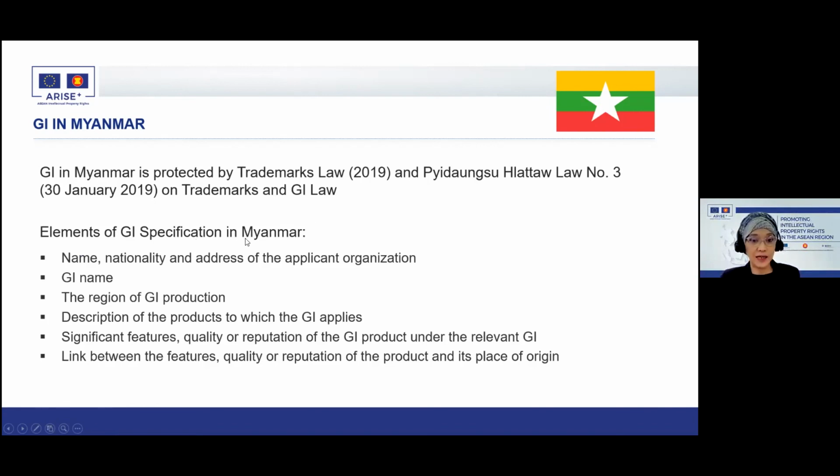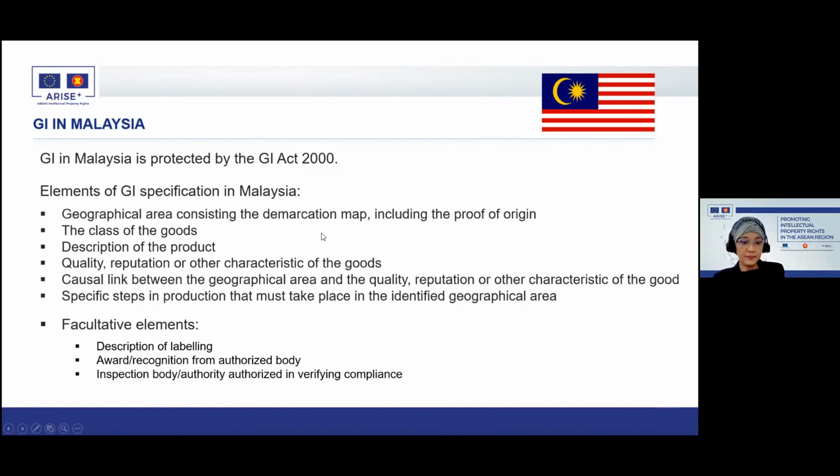Elements of GI specification in Myanmar include name, nationality, and address of the applicant, GI name, the region of GI production, the description of the products, significant features, quality, or reputation of the products, and link between the features, quality, or reputation of the product and its geographical origin. In Malaysia, Malaysia protects GI by the GI Act 2000, year 2000.